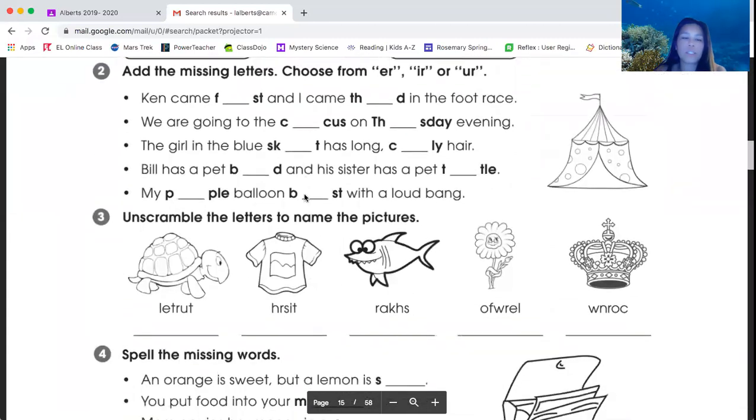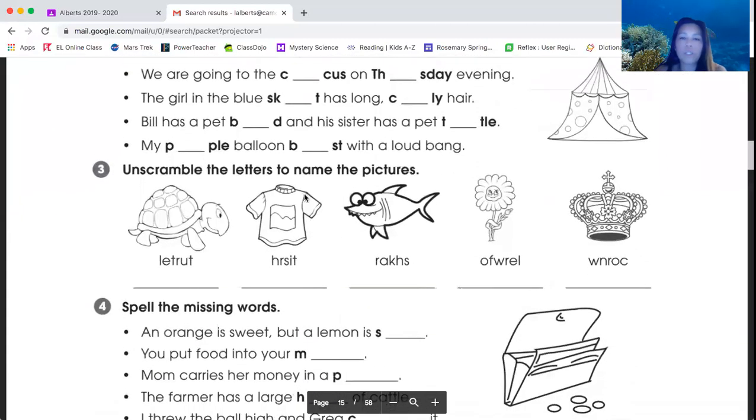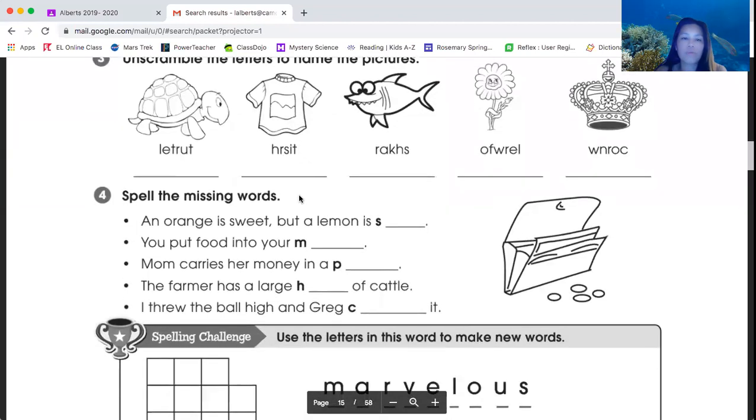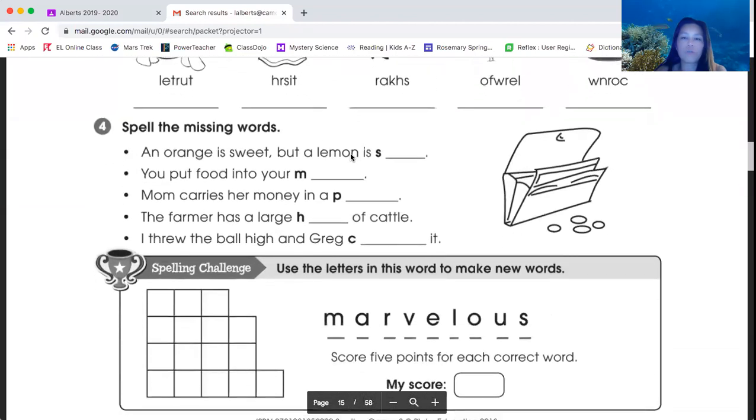Number 3, I see the instruction says, unscramble the letters to name the pictures. Oh, that's pretty easy. Here we have, these are the 4 pictures. I'm not going to do an example for you. The only thing I will say is, as you are writing out the name for the picture, make sure you are using each letter so you're spelling it correctly. Okay, and question number 4 says to spell the missing word.